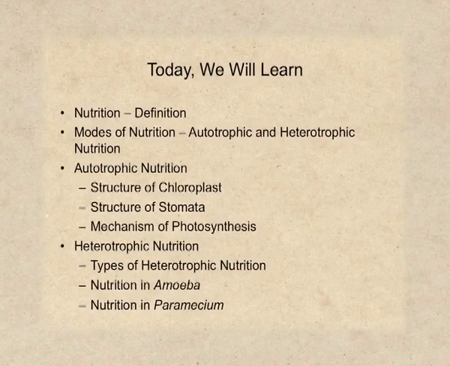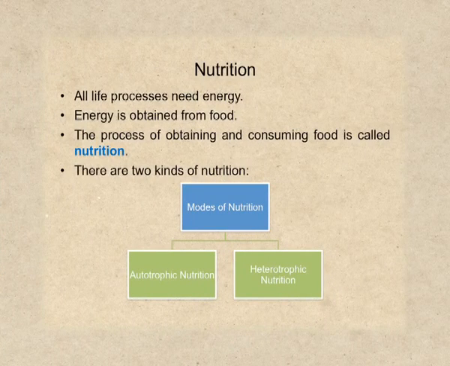Today, we will cover the definition of nutrition, modes of nutrition, that is autotrophic nutrition and heterotrophic nutrition. Under autotrophic nutrition, we will cover the structure of chloroplast, structure of stomata and the mechanism of photosynthesis. Under heterotrophic nutrition, we are going to cover the 3 types of heterotrophic nutrition, and their examples: nutrition in amoeba and nutrition in paramecium. At the end of the class, we will also practice answering some important questions. Let's begin with the introduction to nutrition.